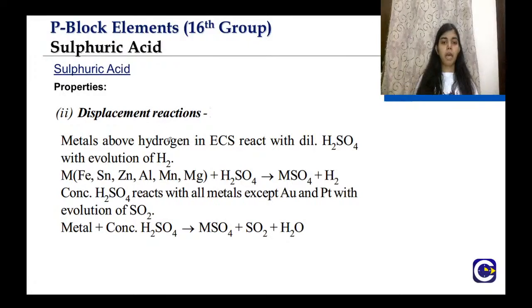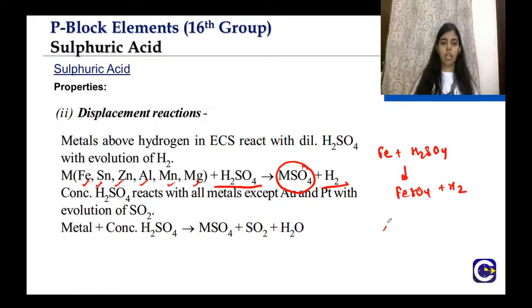Now next, metals above hydrogen in the electrochemical series react with dilute H2SO4 with the evolution of hydrogen. For example, iron, tin, zinc, aluminium, manganese, magnesium are above hydrogen in the electrochemical series. On reaction with H2SO4, they will yield metal sulfates plus hydrogen. For example, Fe plus H2SO4 will yield FeSO4 plus hydrogen. Aluminium plus H2SO4 will give you Al2(SO4)3 plus hydrogen. That means the corresponding sulfate and hydrogen gas is evolved, which burns with a pop sound.